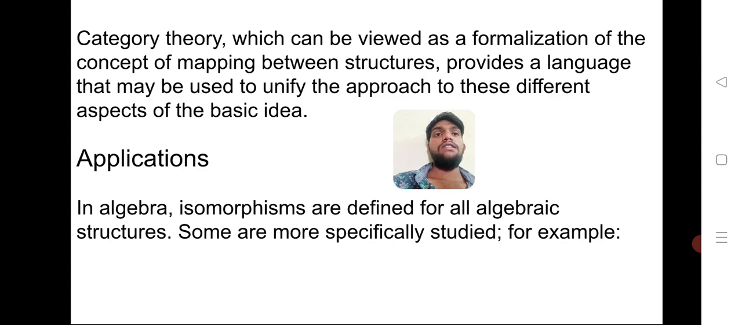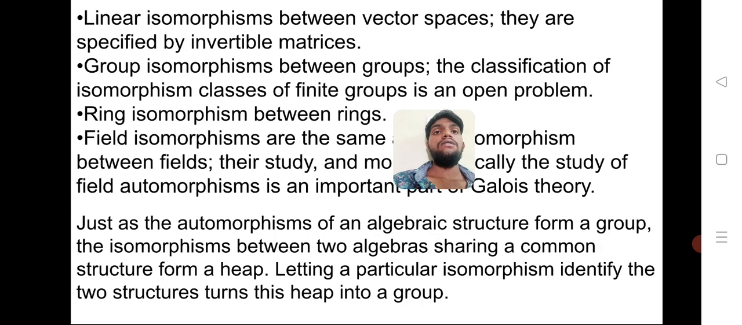Category theory, which can be viewed as a formalization of the concept of mapping between structures, provides a language that may be used to unify the approach to these different aspects of the basic idea. Applications: in algebra, isomorphisms are defined for all algebraic structures. Some are more specifically studied, for example, linear isomorphisms between vector spaces. They are specified by invertible matrices.